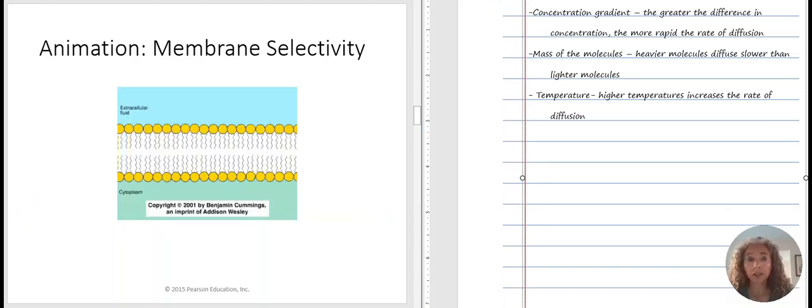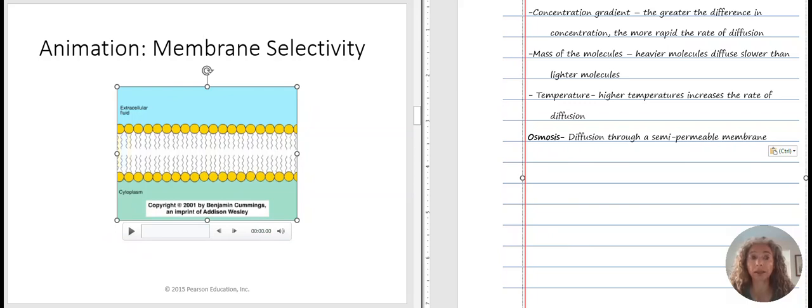We mentioned and we saw before that not all molecules will fit through the membrane. And because of this, we have something called osmosis. And osmosis is the same thing as diffusion, but it involves a semi-permeable membrane. And so osmosis is just diffusion through a semi-permeable membrane.